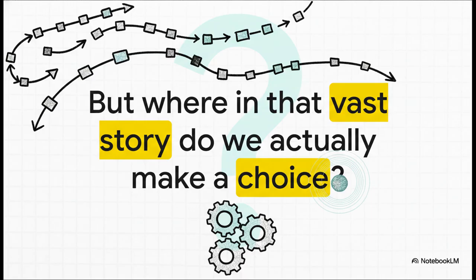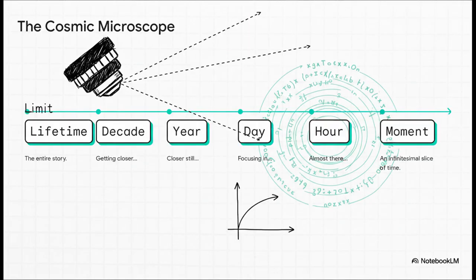If that whole story is already written out, where do we fit in? Where's the part where we actually do something? If you try to pinpoint a single choice on that massive timeline, it just kind of gets lost. It's too big. And this, right here, is where the calculus comes into play. That first equation tells us to do something pretty amazing. It tells us to use the idea of a limit like it's a cosmic microscope.